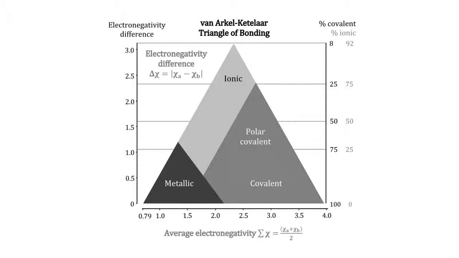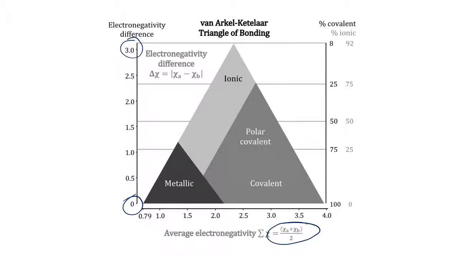So you can see this illustrated here in the diagram. Okay, it's known as the Van Arkel-Ketelaar triangle of bonding. So from last lesson, we calculated some electronegativity differences between the two bonding atoms. Okay, and the average electronegativity is going to be the electronegativity of one atom plus the electronegativity of the other atom divided by 2.